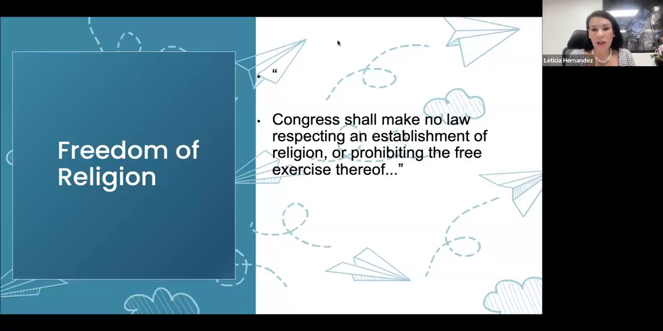So, freedom of religion. There is something that states Congress shall make no law respecting an establishment of religion or prohibiting the free exercise thereof. And really, what we focus on is prohibiting the free exercise thereof, because our students also have the opportunity to have freedom of religion.